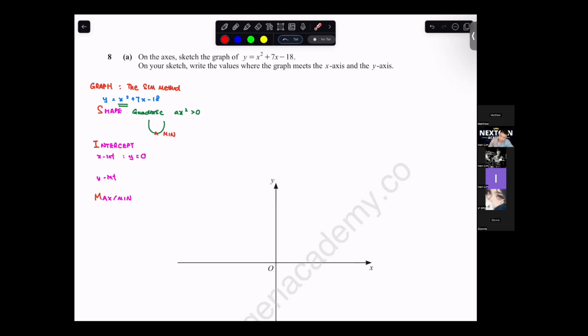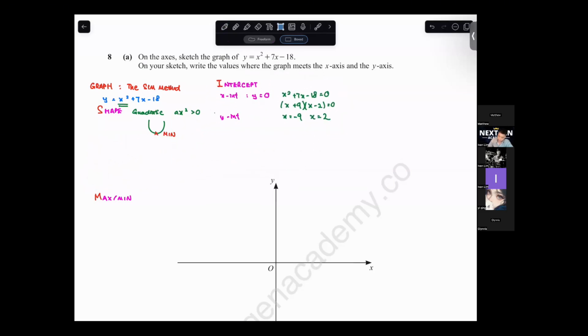Okay, let's do this x-intercept, y equals to 0 first. So here you will get x squared plus 7x minus 18 equals to 0. You can just use the calculator, but to show your working, do the factorizing. So (x plus 9)(x minus 2) equals to 0. Therefore, x equals to negative 9, x equals to 2. You'll find some space to write all these.